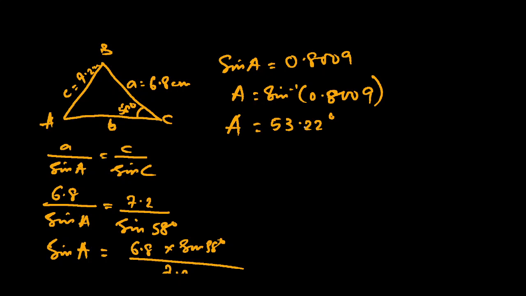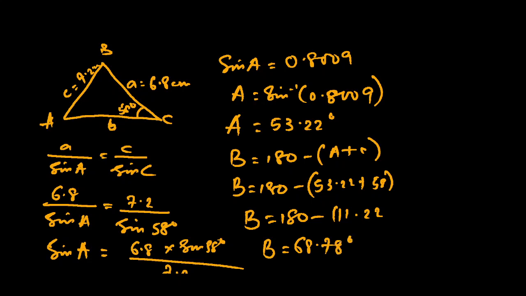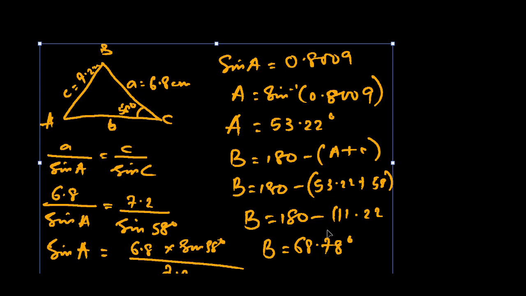So now that I have A, I can find B. Abi? So to find B, I will have that B is equal to 180 minus A plus C, the sum of angles in a triangle. So B now is equal to 180 minus A, which is 53.22, plus C, which is 58. When you add the two together, you have 111.22. So B now is equal to 68.78 degree. So we've gotten the value for B now. So we now find the side B.